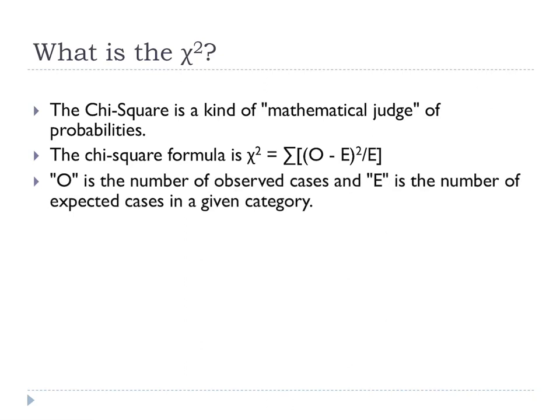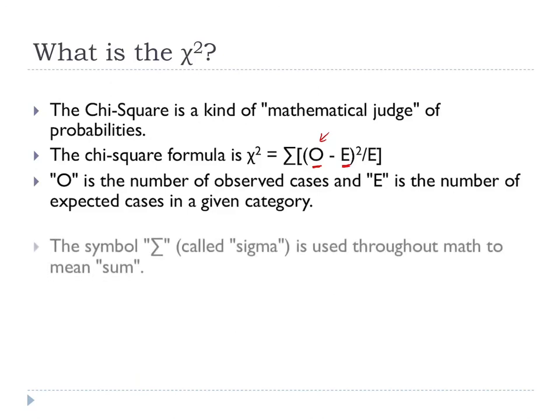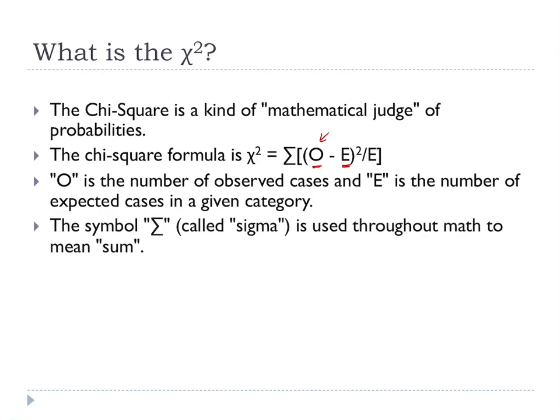First of all, O. O is the number of observed cases. That's the number of actual males and females in each class. E is the number of expected cases in each category. So for instance, our O for females in 391 is the number of actual females who are in 391. Our expected is the number that we expected if that gender ratio was like everything else. If it was that 53%.